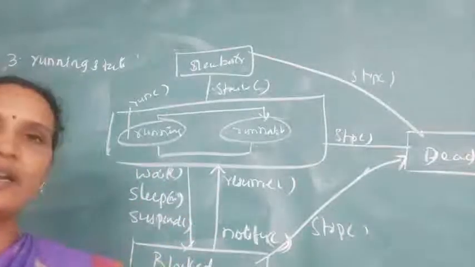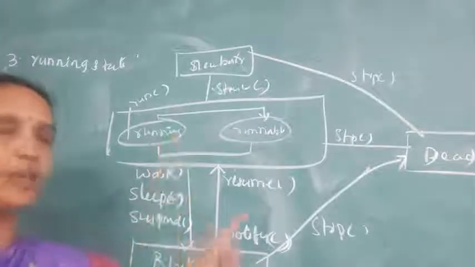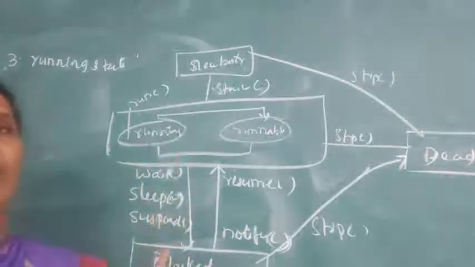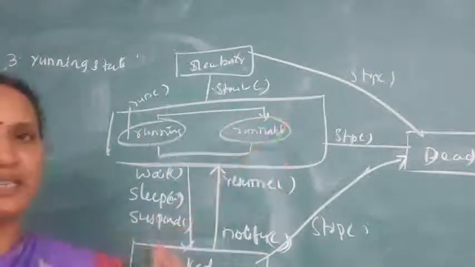Okay, so in a thread life cycle question, you need to write what a thread is and the different states of the thread. You need to draw the picture and explain each and every method. And in the next class, I will explain each and every method in detail.